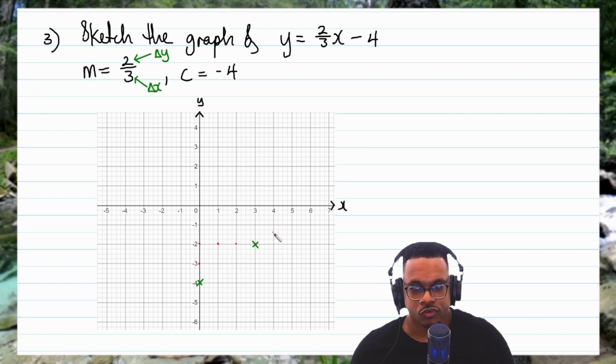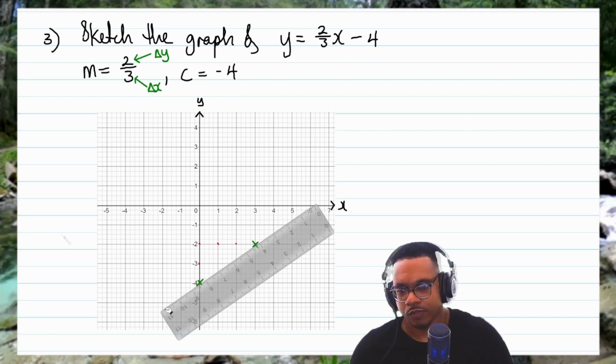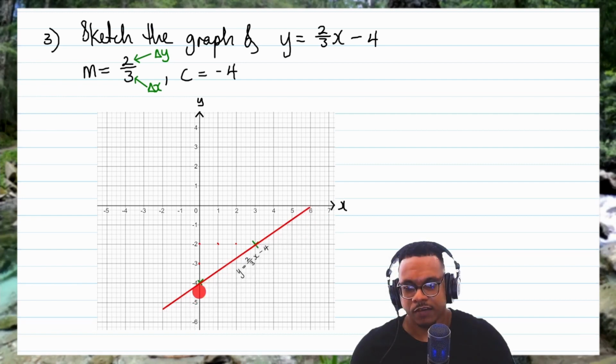So therefore my line will be passing through these 2 points. So anytime you have to draw the graph of a straight line, all you need is 2 points. So now I'll take a ruler and draw a line connecting the 2 points. And here we have the graph of y is equal to 2/3 x take away 4.